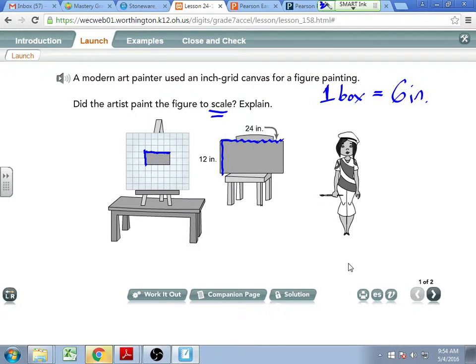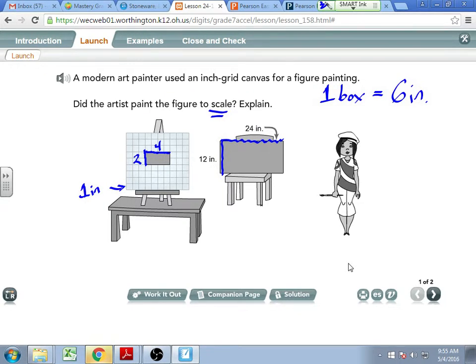So we could say that this is a dilation. Now, if we get told that every box equals 1 inch, we could determine what the dilation factor, or the scale factor, is. How many inches, then, is it representing on the painting or on the grid? How many inches by how many inches? Well, if every box is 1 inch and this is 2 boxes, then this was 2 inches and that's 4 inches. So what would be the scale factor or the dilation factor there? If it was 12 by 24, now it's 2 by 4.